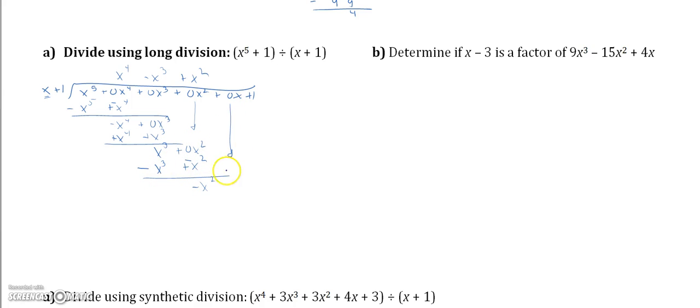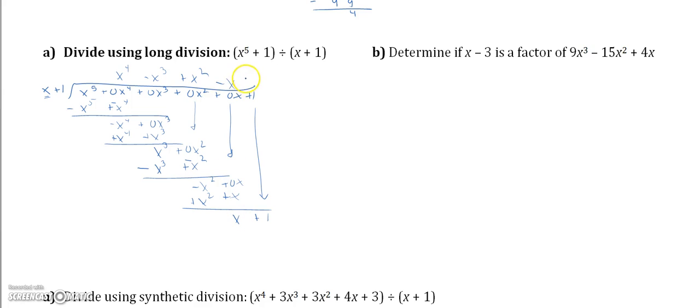I bring down my next term, which is 0x. X times negative x gives me my negative x squared. And I multiply, oops, it should just be negative x. I multiply negative x by both of my terms, so I get negative x squared. And negative x times 1 is negative x. I'm going to subtract, so I change my signs. Those terms cancel out. This gives me positive 1x, and I bring down my 1 for my last term here.